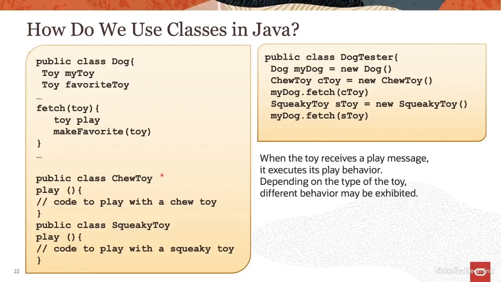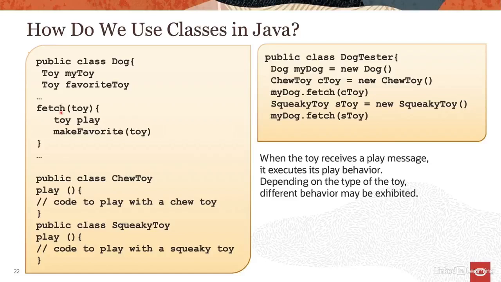So how does this work in Java? Well, over on the left, we've defined a couple of different classes. We have a dog class. Don't worry about the syntax of public and class and all that. We'll get to that in the Java code. But we see here a dog class, and a dog class has an attribute of a toy, which we're going to reference as my toy, and a favorite toy. Maybe this is the toy that it's playing with.